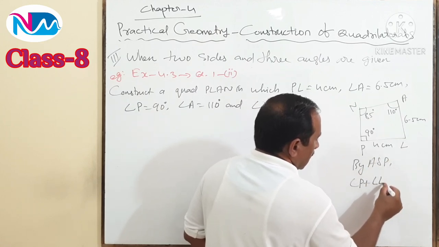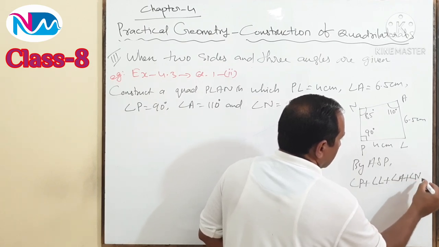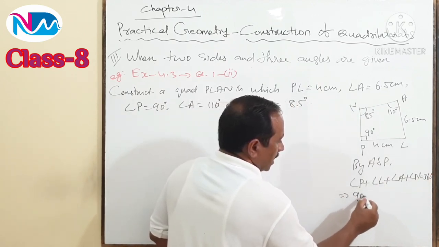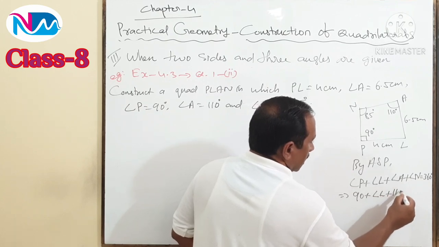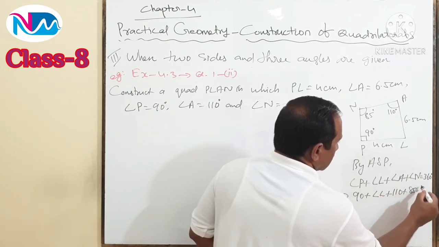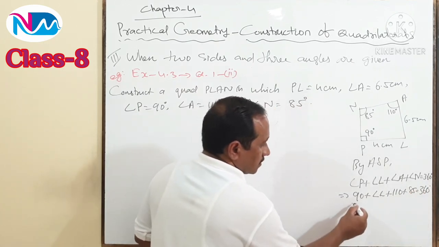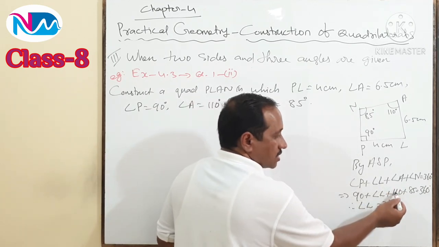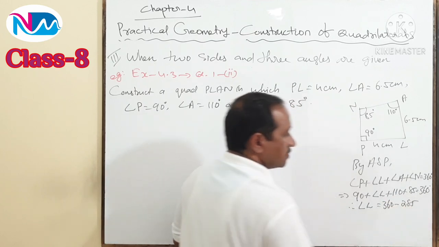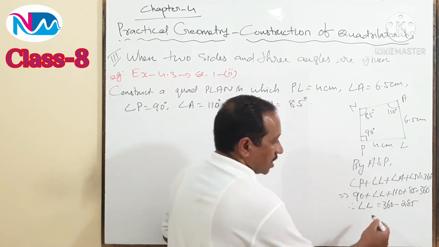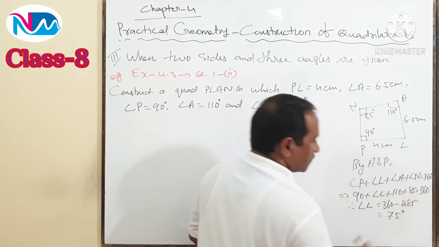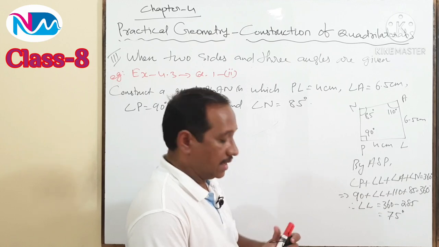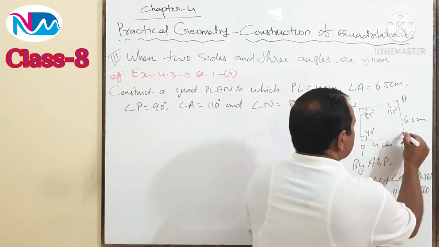By angle sum property, angle P plus angle L plus angle A plus angle N is equal to 360 degrees, that is angle P 90 plus angle L plus angle A 110 plus 85 is equal to 360 degrees. Therefore, we get angle L is equal to 360 minus (90 plus 110 is 200, plus 85 is 285). 360 minus 285, you will get 75 degrees. So, my dear students, by angle sum property, we are getting the measurement of angle L is equal to 75 degrees.